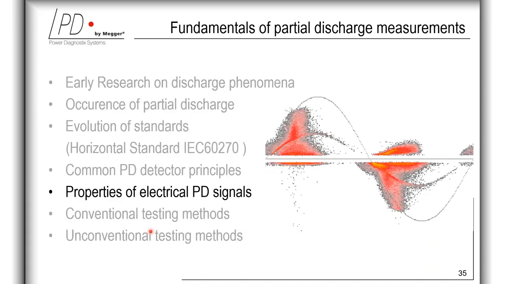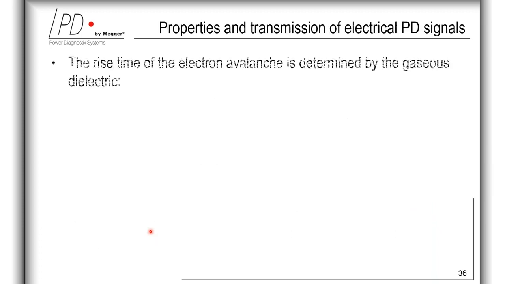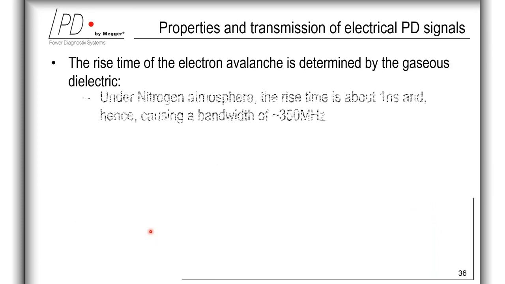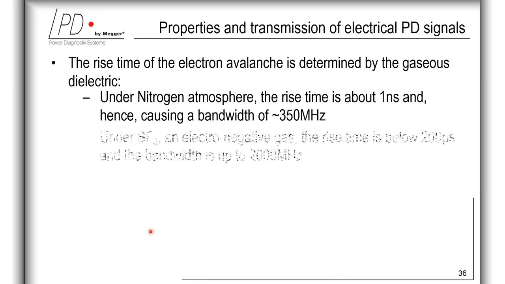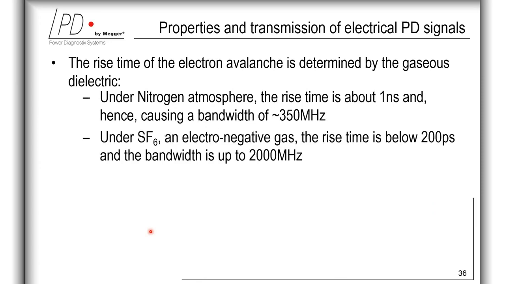So now in this chapter, we will be talking about properties of electrical PD signals. To start with, the electron avalanche under dry air atmosphere has a rise time of about 1 nanosecond, whereas the rise time for SF6 gas is less than 200 picoseconds. For this reason, frequencies up to 400 megahertz, and for SF6 gas up to 2 gigahertz, are available for partial discharge measurements.